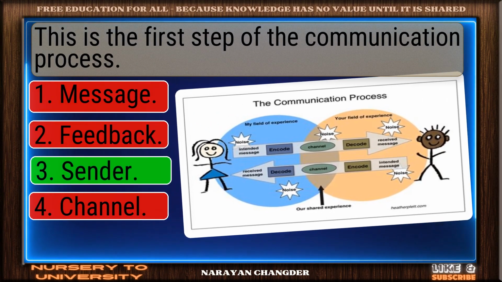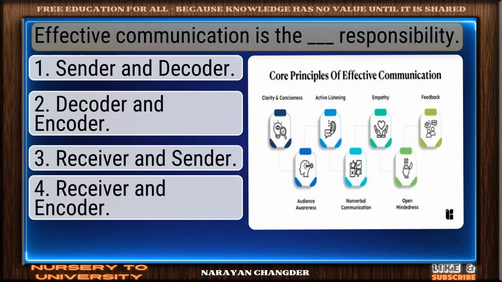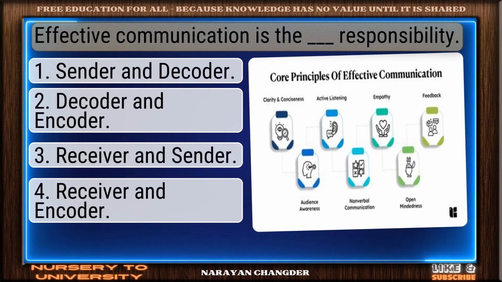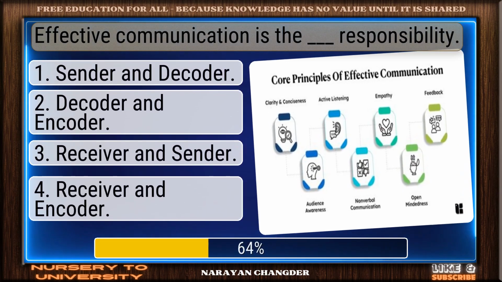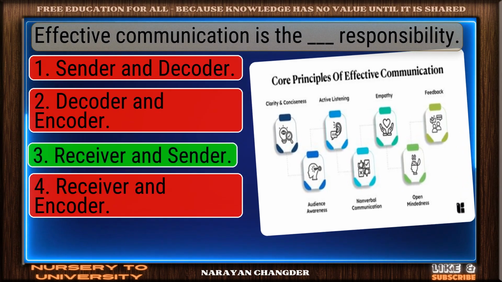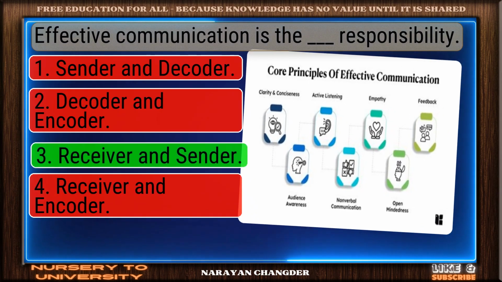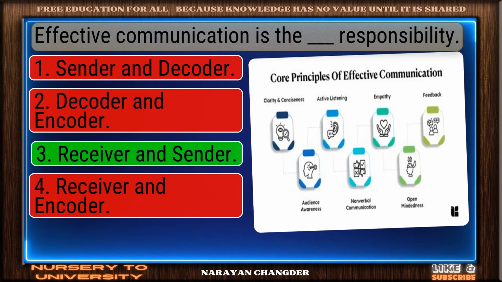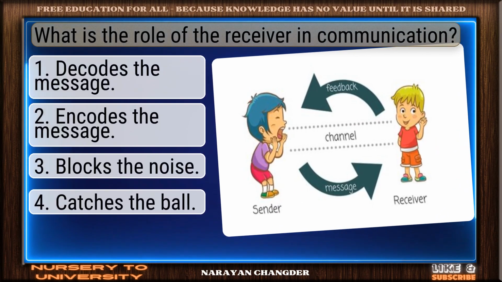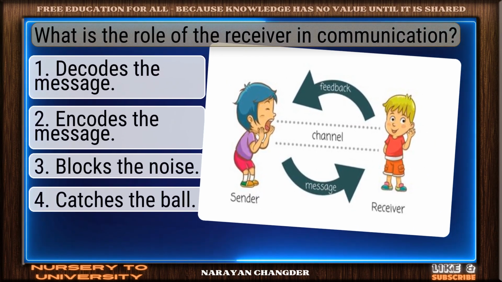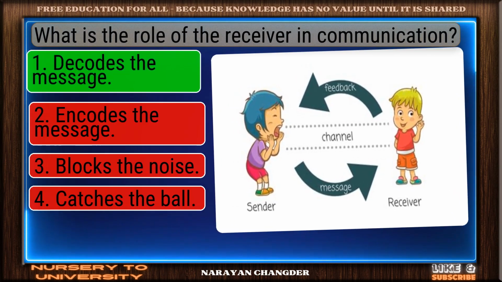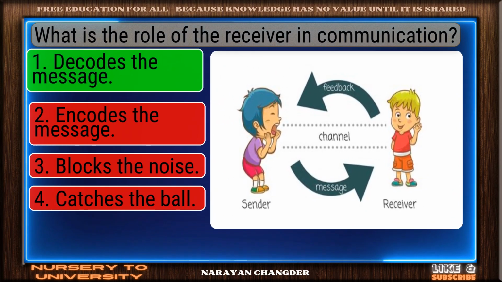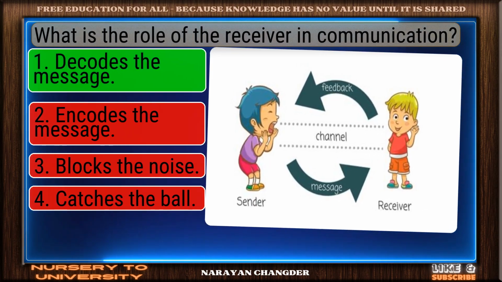You chose sender, and it is correct. Question number 39. Effective communication is the dash responsibility. Excellent. Receiver and sender is a brilliant choice. Question number 40. What is the role of the receiver in communication? Great thinking. Decodes the message is the right choice.